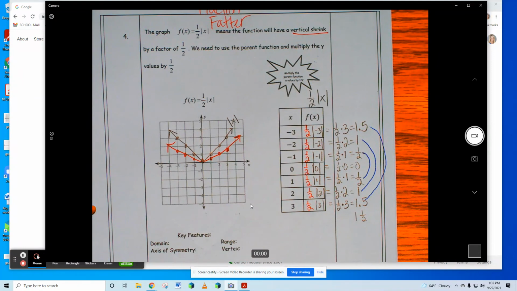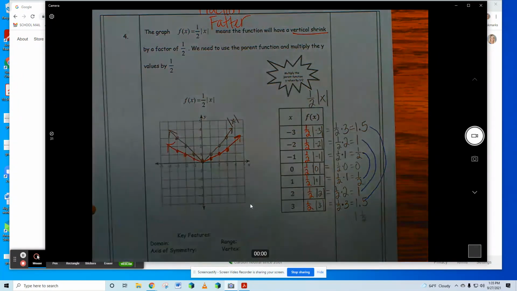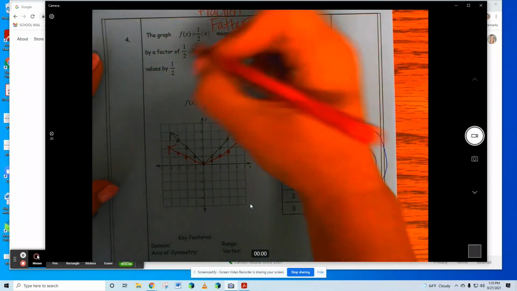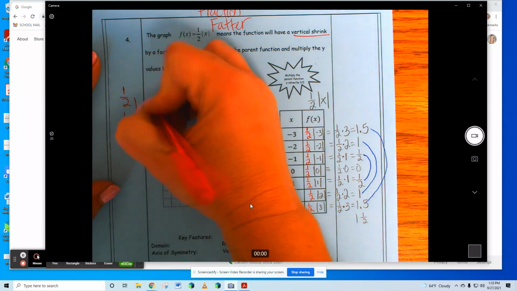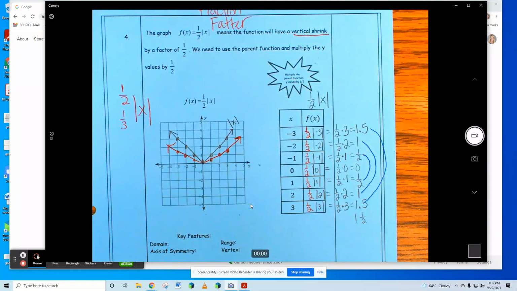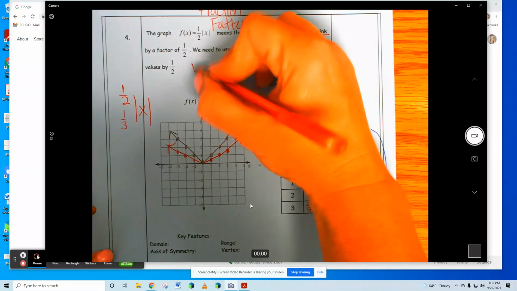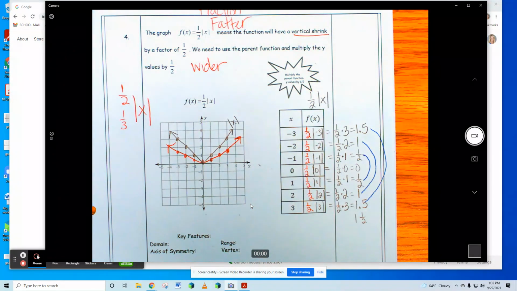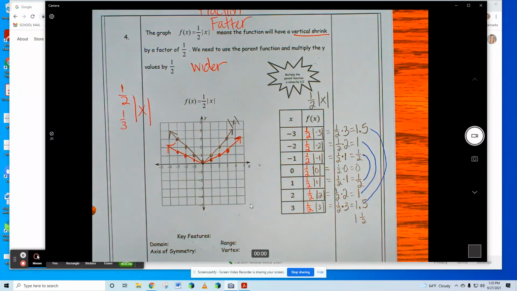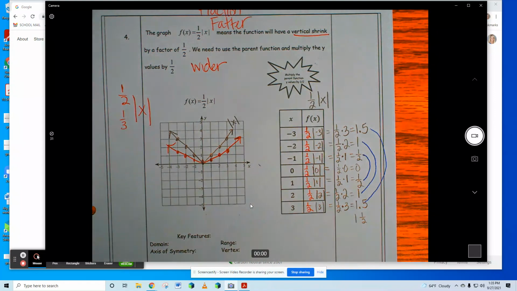So, let's make some observations. Tell me what happened to the red. The red got what? A 1/2 or 1/3 or something like that. It gets wider. It's fatter because a fraction does that. A fraction expands it outward. Yeah? All the math is related.